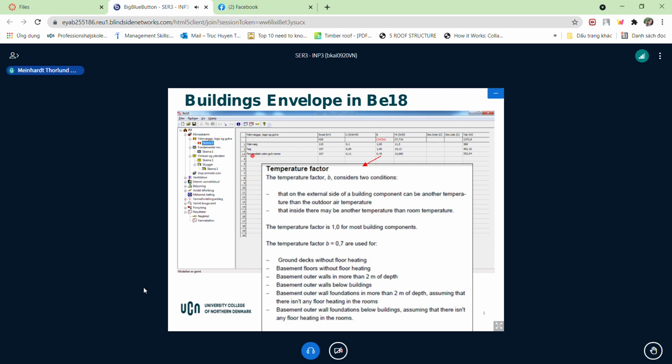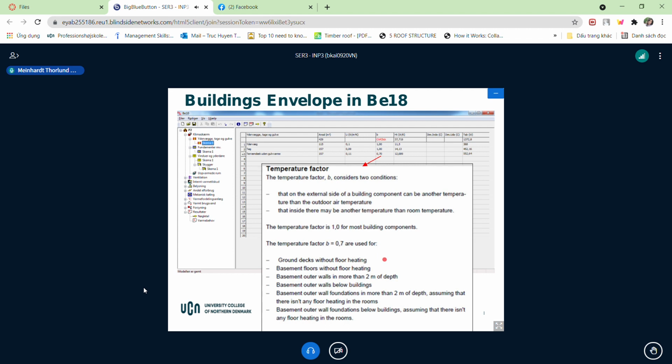For instance, this one on line number 3, it says 0.7. And basically, it's because the temperature factor is 0.7 when we have ground decks without floor heating. So basically, meaning that we have a ground floor, and underneath there's going to be ground, not air. So the temperature factor is going to be different. And setting it to 0.7 basically means that it's going to take into account that the temperature on the ground is different.